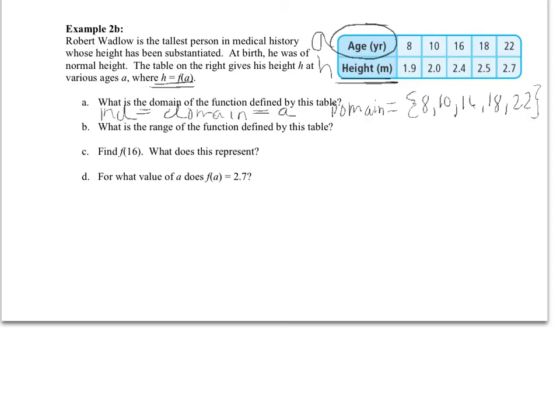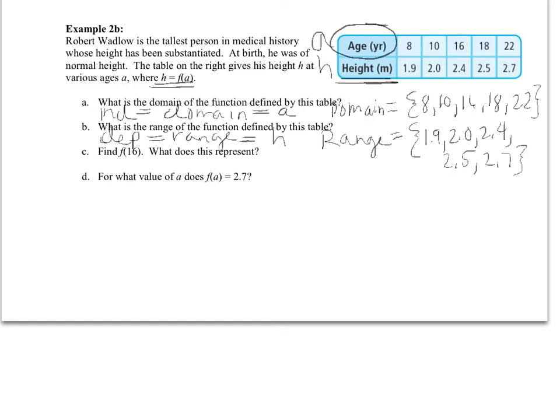So what is the range of the function defined by this table? Dependent equals range equals h. The dependent is the h values or the height, and it's going to be 1.9, 2.0, 2.4, 2.5. This should all fit on one line, but it's too many. And that's the range, all those values that I just wrote. Find f of 16. What does this represent?